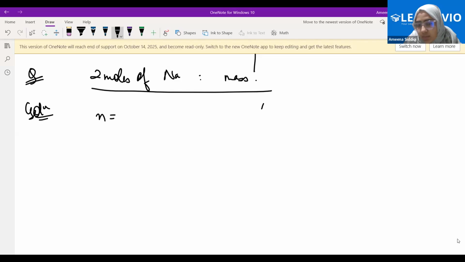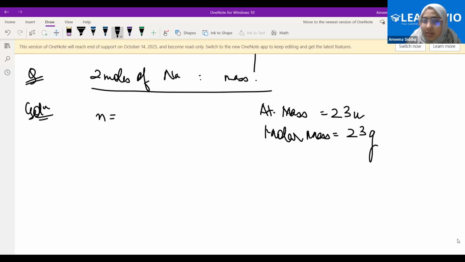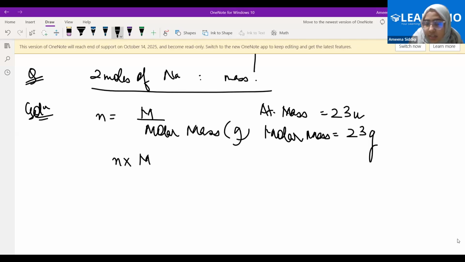The molar mass for sodium will be, what is the atomic mass for sodium? 23 u. Therefore, the molar mass will be simply, what will be the molar mass? 23 grams. We have the molar mass and we have the number of moles. I can just simply calculate it like this: given mass upon the molar mass. When I multiply n into the molar mass, which is in grams, I will get the given mass here, and that will be in grams.